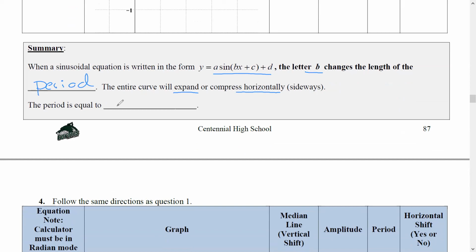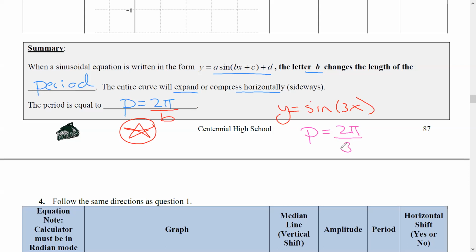Okay, the period. This is really important. Period is 2 pi. That's the original period, isn't it? That's the original period divided by whatever the B value is. Big star there. Good news is that's on my formula sheet. I don't need to memorize it. So if I gave you this equation and said, what's the period of this graph? Well, the period would be 2 pi divided by 3. All right? So the B value is not the period. The B value helps give the period. All right, that's the trickiest one.